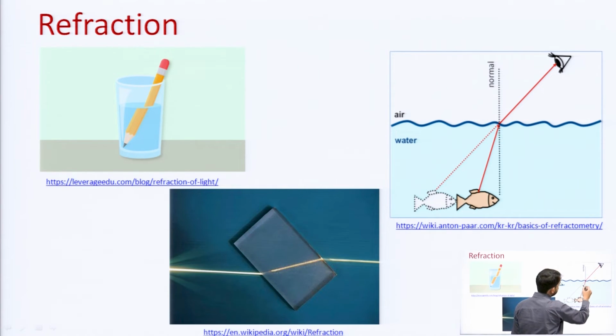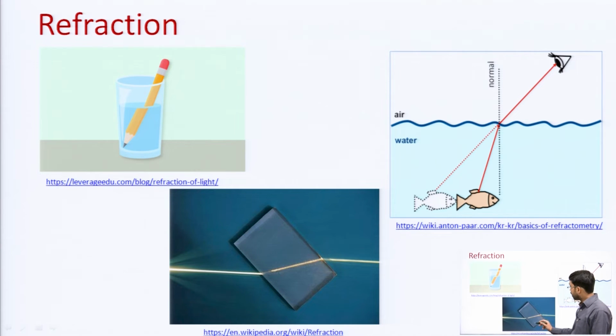It looks like the fish is here, but the actual position of the fish is this. Why? Because of refraction, because light rays bend at the separating surface of two mediums. This is the image, taken from Wikipedia.